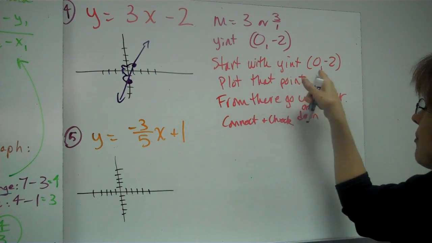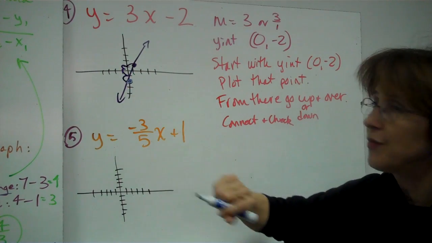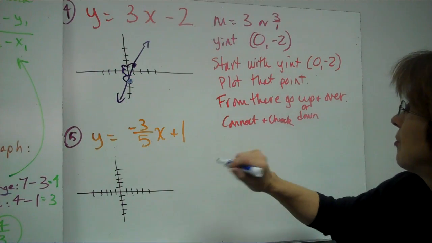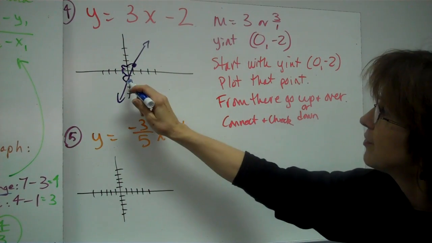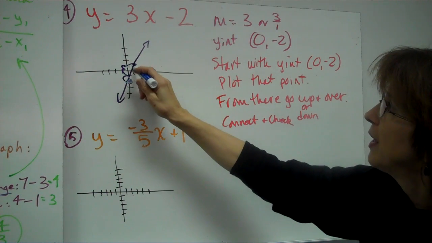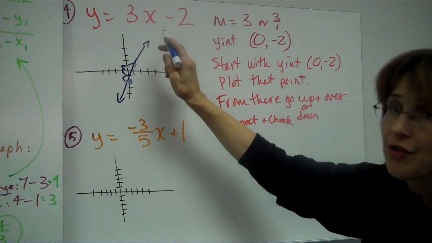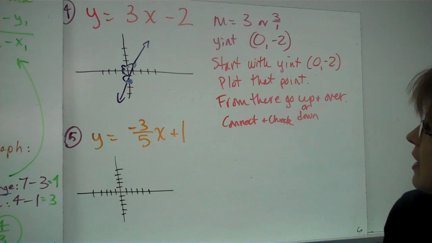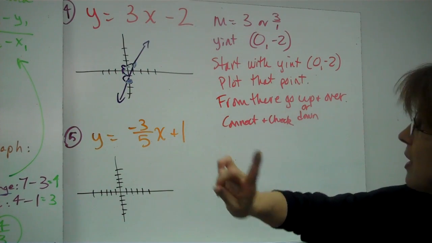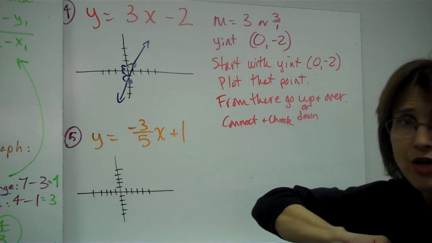So you plot, start with that point. Start with plotting y equals negative 2. Y is negative 2 down there. Plot that point, and from there, go up or down, and then over. So I've got to go up 3, so 1, 2, 3, and over 1. And I put my point there. Now I have 2 points. I can draw my line and check it because, okay, it's going up, so my slope has to be positive. Oh, it is. Okay, so there you go.